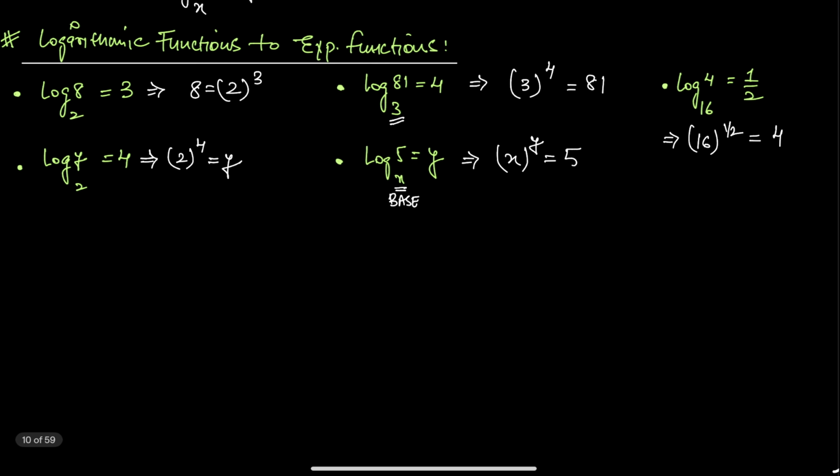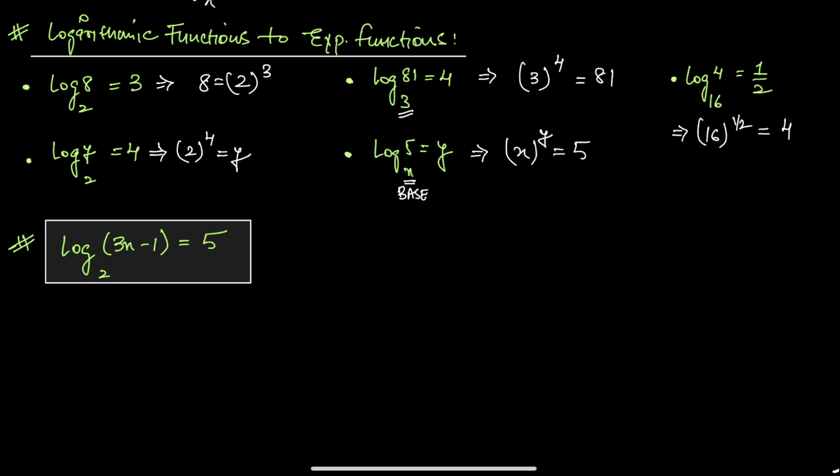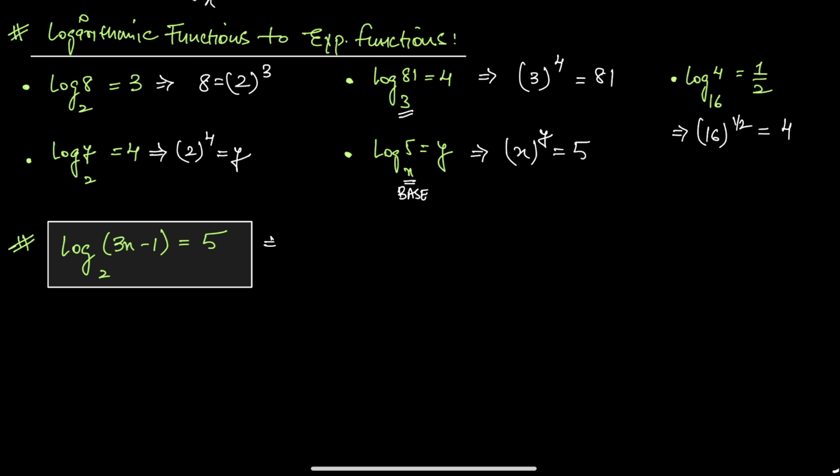Let's now solve a few questions which are based on these concepts. Now we have one more type of question, that is, they ask you to solve log of 3x minus 1 with base 2, and on the right hand side we are given 5. How do we solve these types of questions? First of all, we need to understand that this is a logarithmic function and we need to convert it from logarithmic to exponential to solve it quickly.